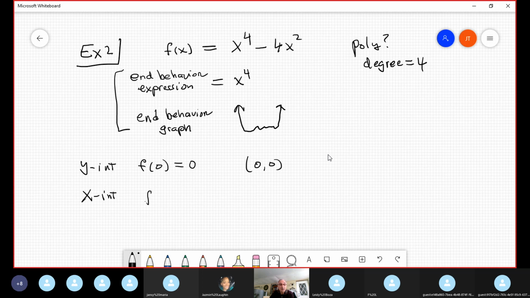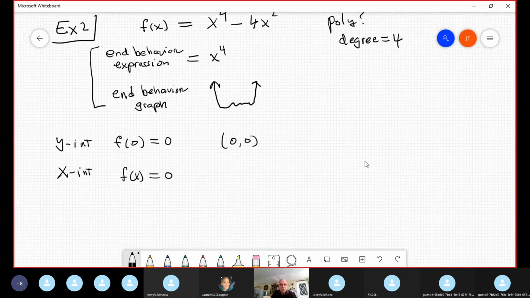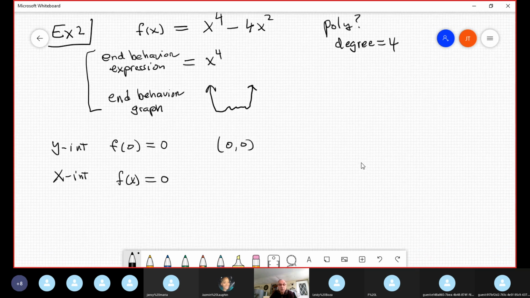To find the x-intercept, you force the y value to be 0. So the formula is f of x equal to 0. In other words, you write x to the 4th power minus 4x to the 2nd power equal to 0. And you have this equation.